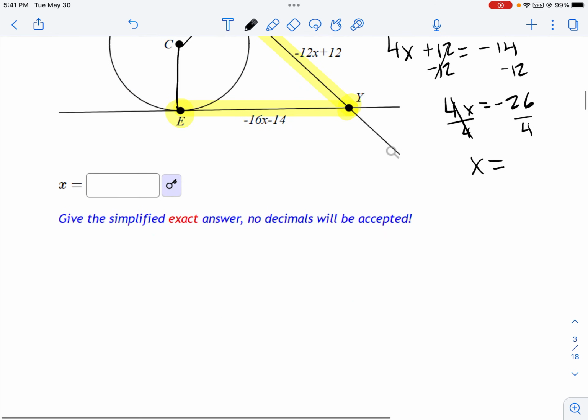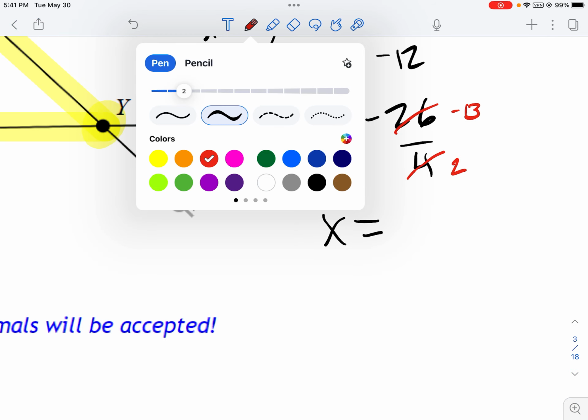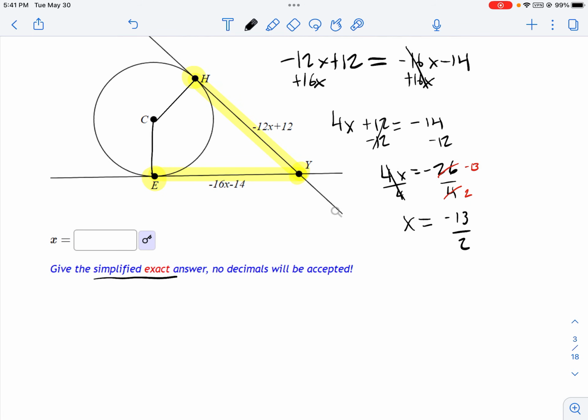Now be careful, this says not just an exact answer, meaning fraction, but it also means a simplified exact answer. Now notice that 26 and 4 are both even numbers. You know at least 2 is going into these things, right? 2 goes into 4 twice, into 26, negative 13 times, because that's a negative number. Don't forget about that. So we get negative 13 halves as our x value. There you go. Bam. And you are done.